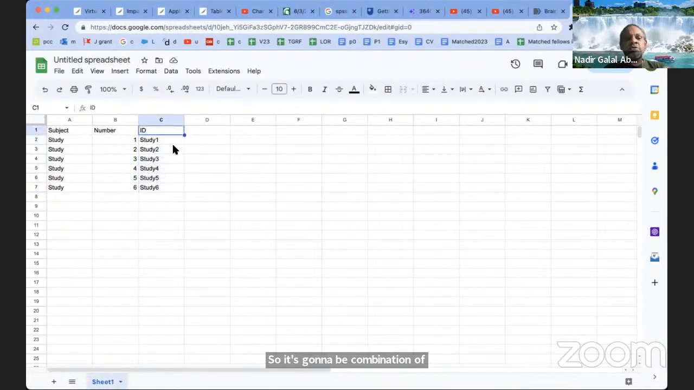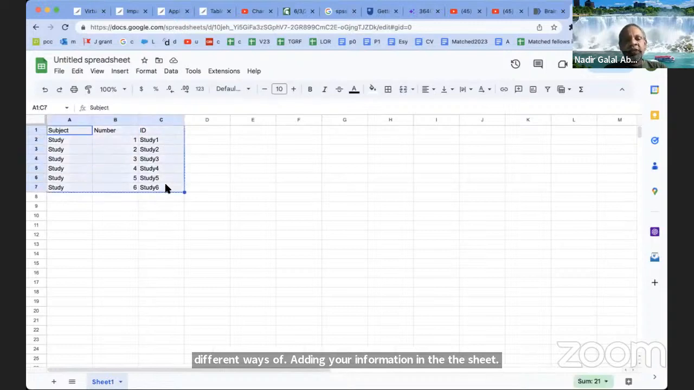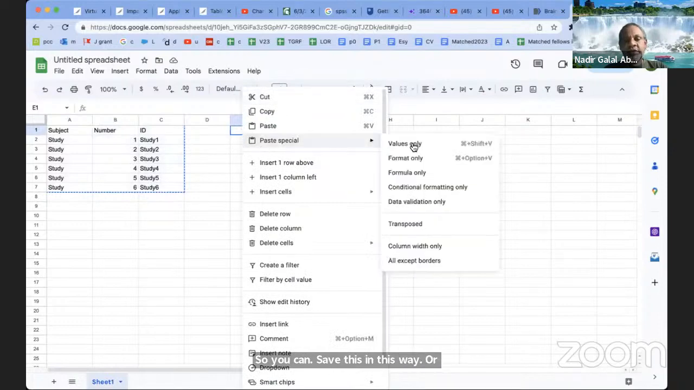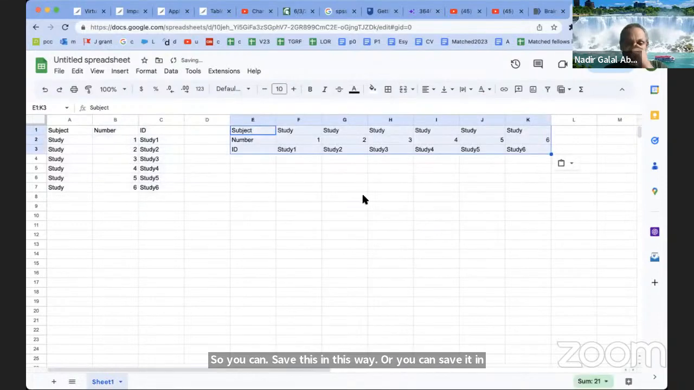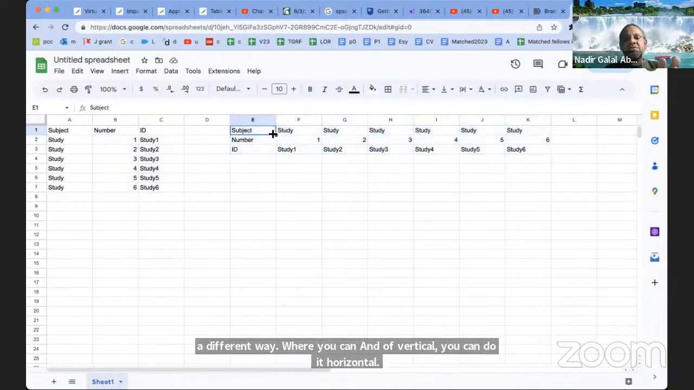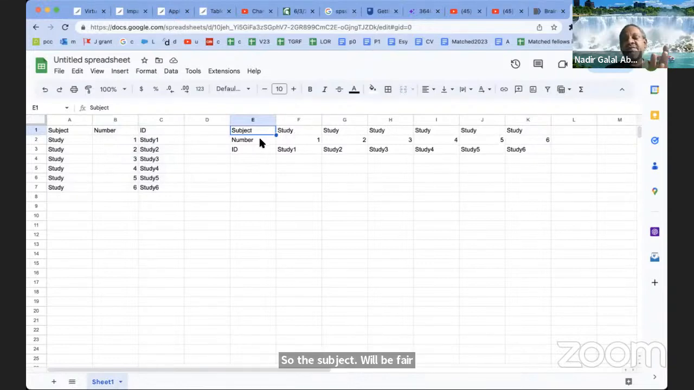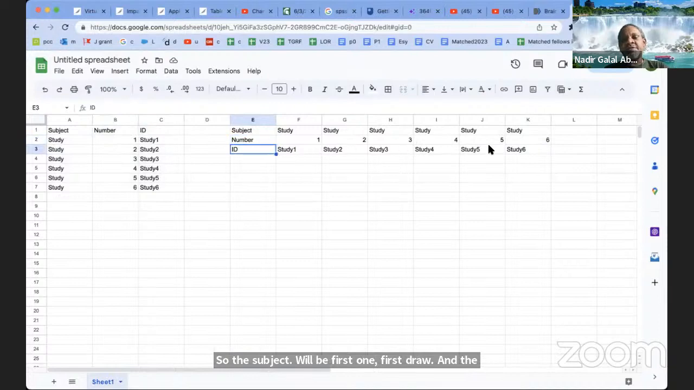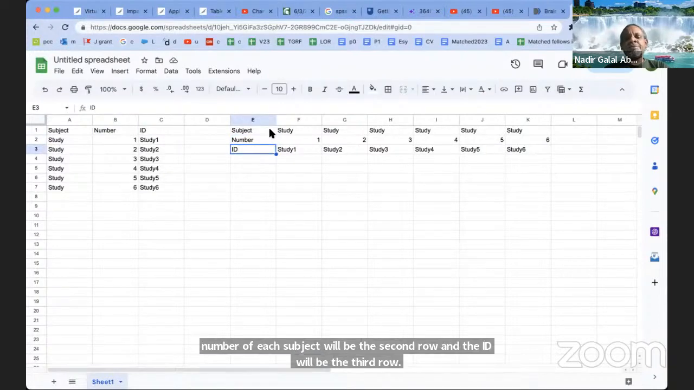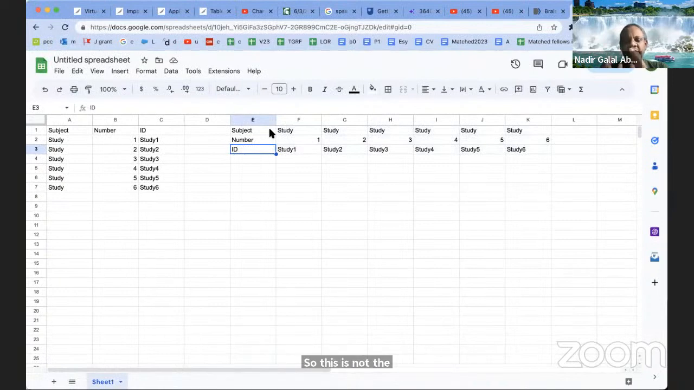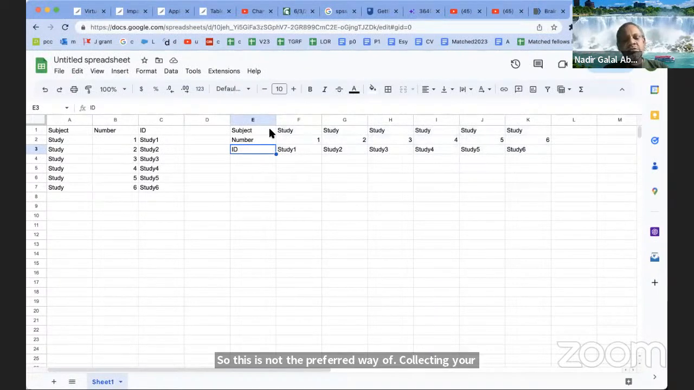So there are different ways of adding your information in the sheet. You can save this in this way, or you can save it in a different way, where instead of vertical, you can do it horizontal. So the subject will be the first row, the number of each subject will be the second row, and the ID will be the third row. This is not the preferred way of collecting your data and saving it, so we are not going to do that.